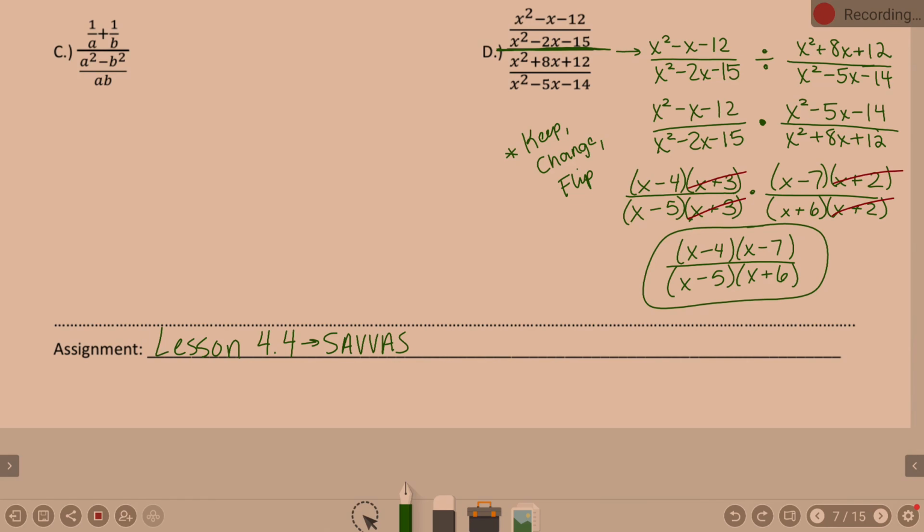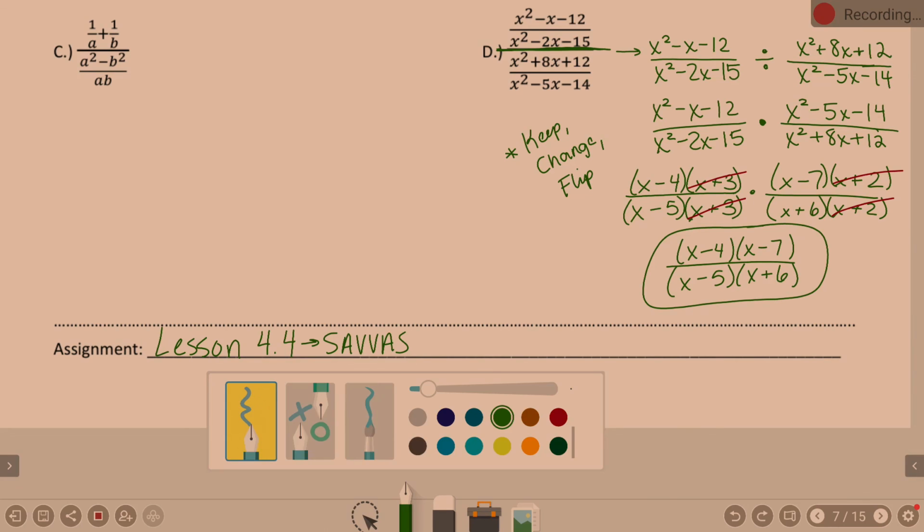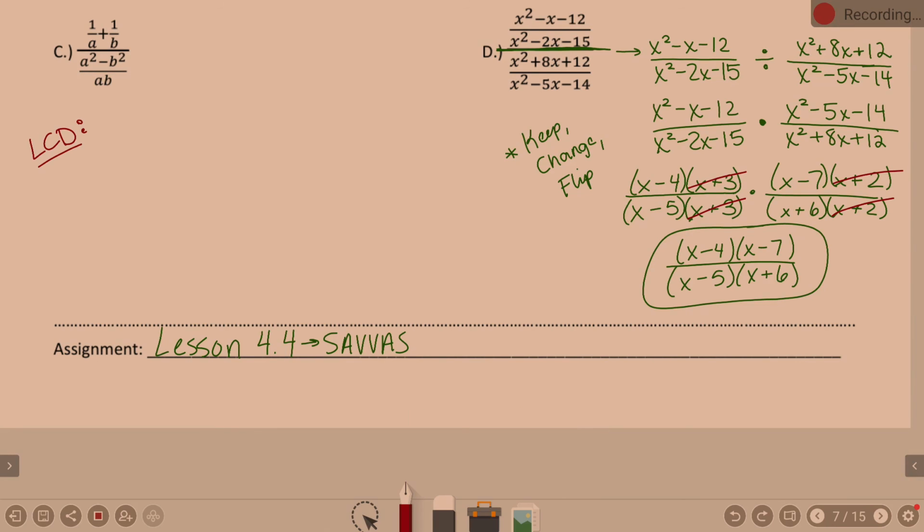On C real quick, at least talk about what would be your common denominator that you would multiply by. This is taking us back to the other method, isn't it? What do you see in the denominators? An A, a B, an AB. So what's that make my least common denominator? AB, right? Everything either has an A, B, or both in it. So we're going to multiply everybody by AB.